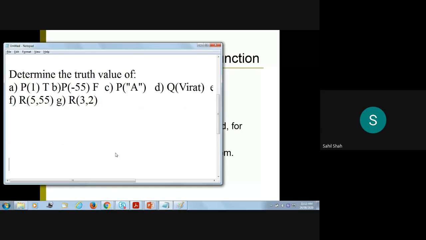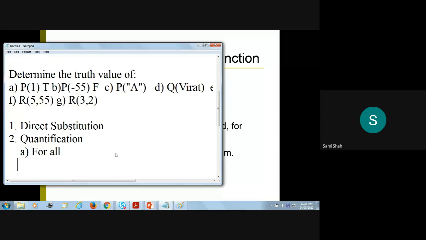What could be another way of determining the values of predicates? Can you tell me in the chat box the other way? The first way of determining the truth value is direct substitution. We are directly putting in the values. And the second way of putting the values in a predicate is known as quantification. So this is the popular term that we are going to study.